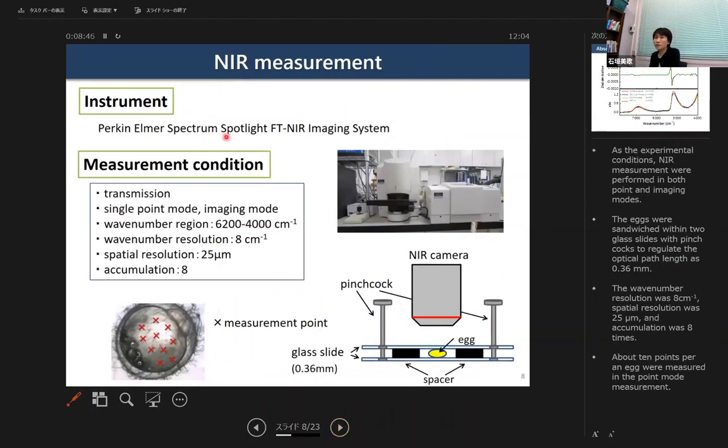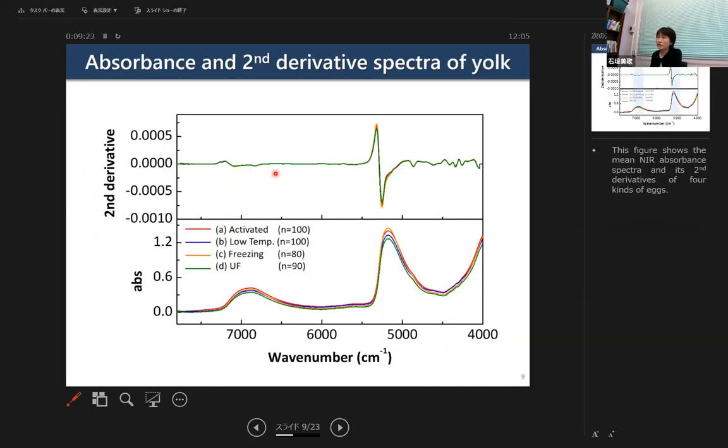As experimental conditions, NIR measurements were performed in both point and imaging modes. The eggs were sandwiched between two glass slides with pinch cocks to regulate the optical path length to about 0.36 millimeters. The wave number resolution was 8 wave number. Spatial resolution was 25 micrometers and accumulation was 8 times. About 10 points per egg were measured in the point mode measurements. This figure shows the mean NIR absorbance spectra and their second derivatives of the four kinds of eggs.